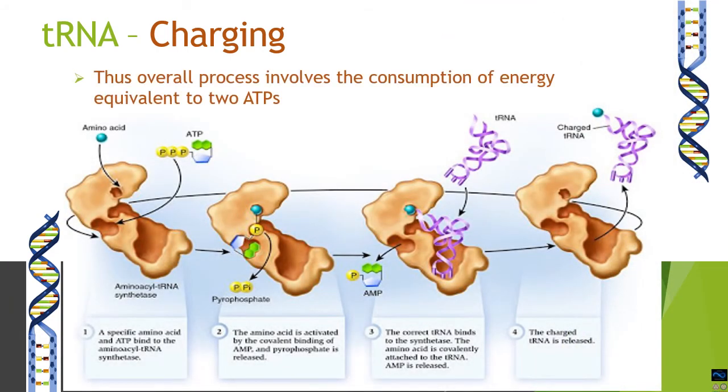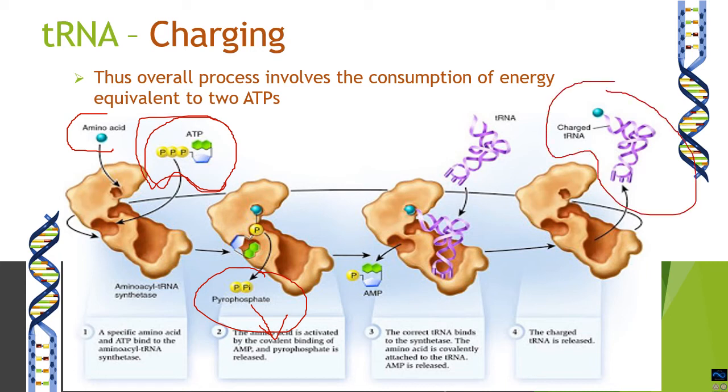The charging involves the utilization of energy equivalent to 2 ATPs, because during the charging, the amino acid first forms the adenylate moiety, and then it releases the pyrophosphate. Pyrophosphate in turn forms phosphates. So actually the energy of two phosphoanhydride bonds is utilized in charging the tRNA molecule. So for later creating a single peptide bond, two ATPs have been utilized up to this point.